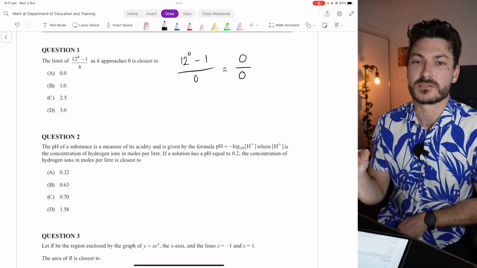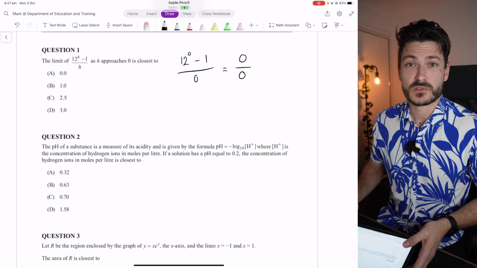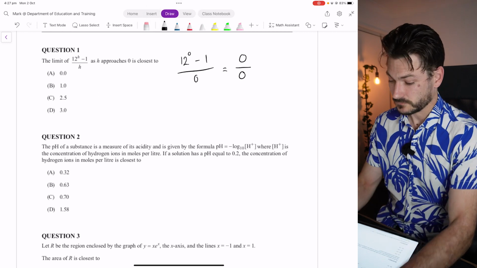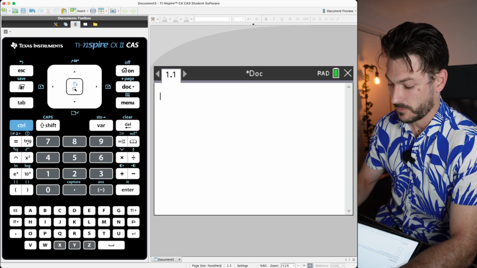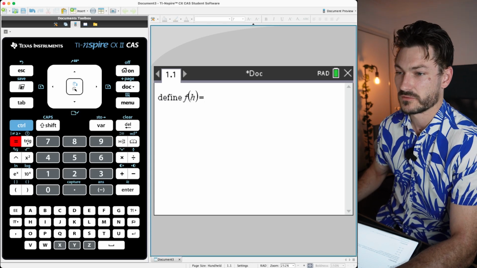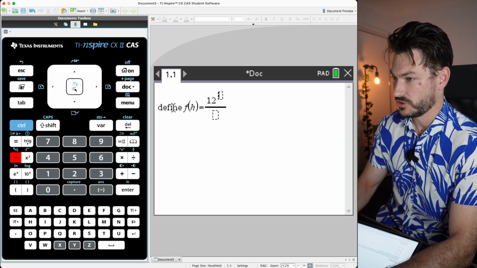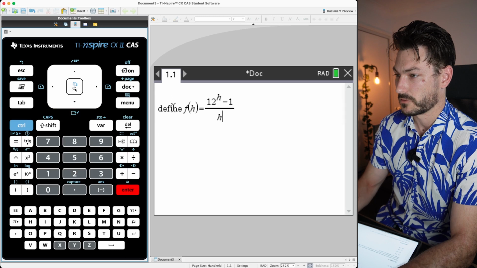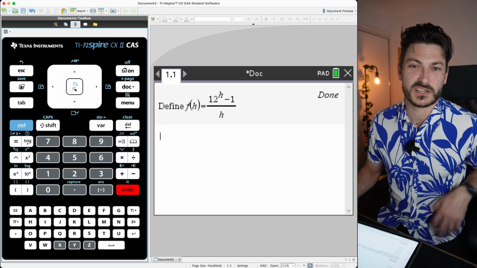What we have to do is sub in smaller and smaller values and see what the answer approaches. So in terms of using the calculator for that, I've just got a calculator open. And I'm going to type in define f of h, because our function is in terms of h, control divide, and we've got 12 to the power of h minus 1 all over h. And now that's defined.